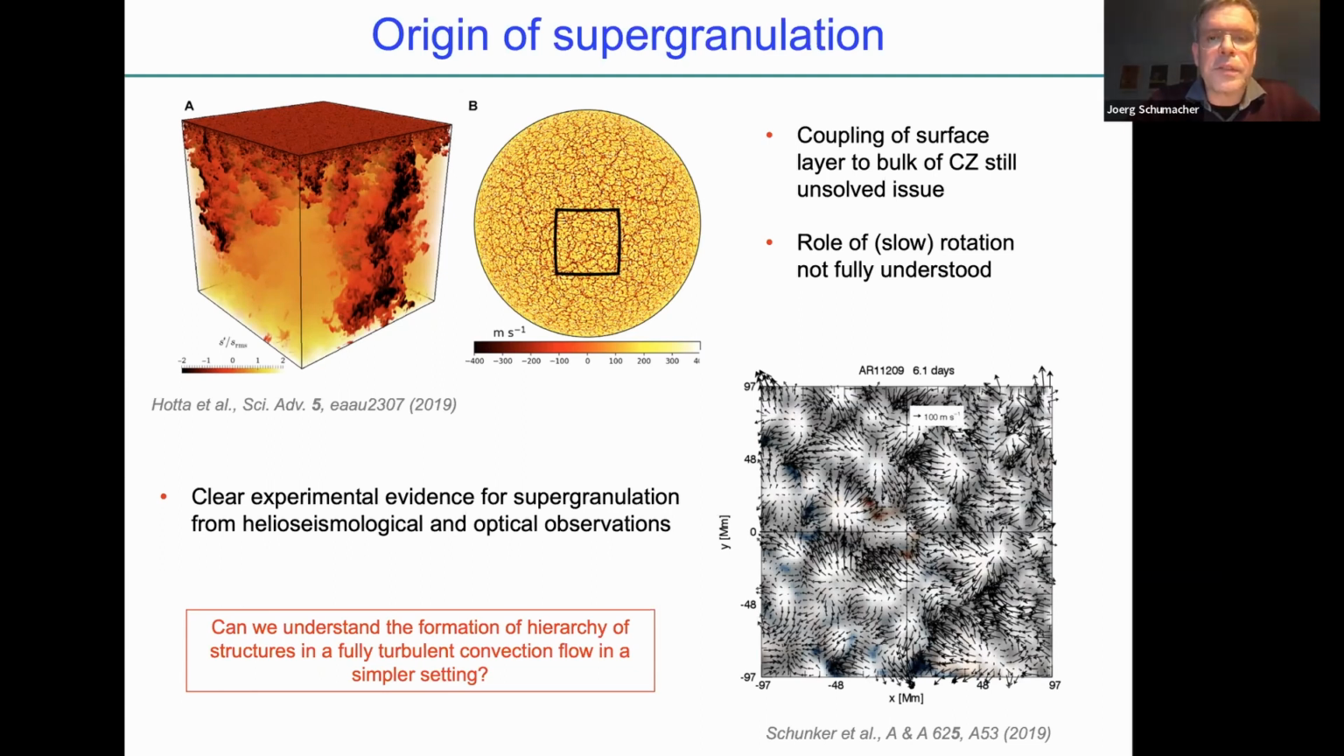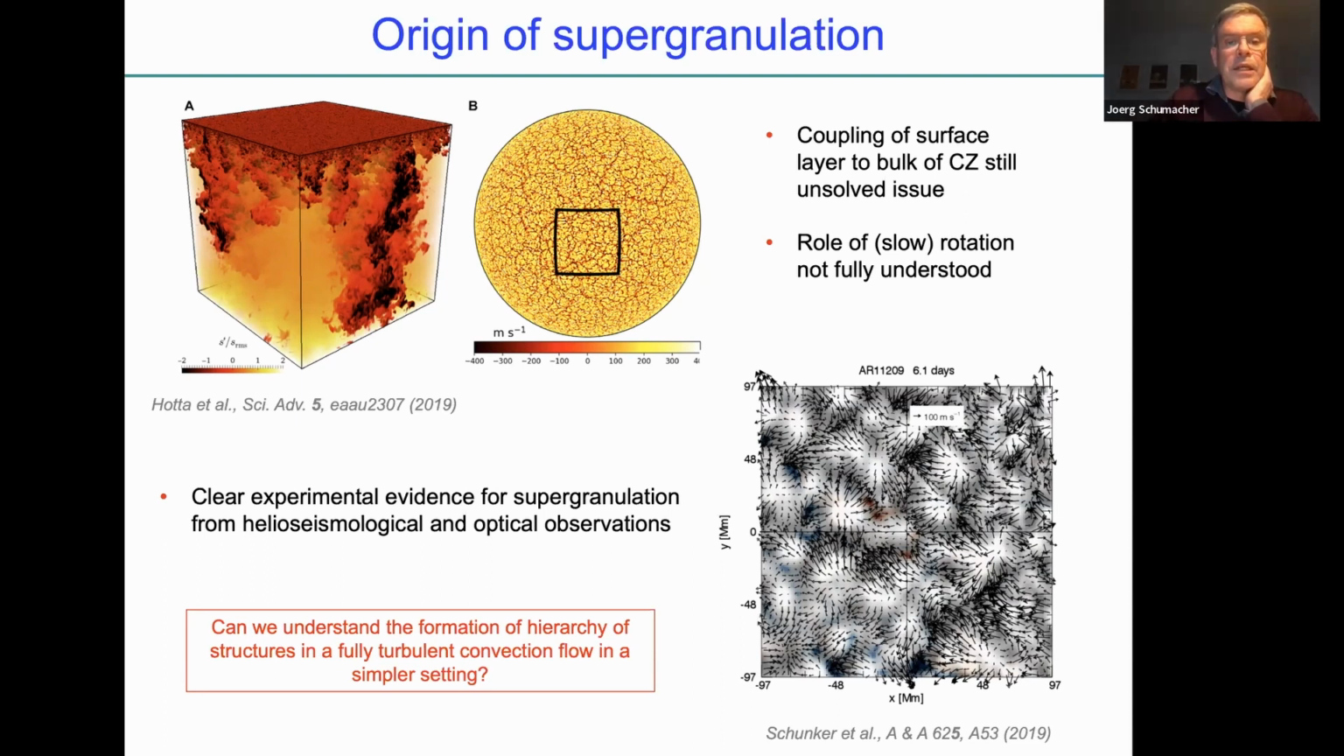still cannot consistently reproduce granulation and supergranulation. And so the question or the motivation of our research studies is, why don't we try to go back to a much simpler convection flow and see how far we get in such a system in terms of the formation of structures and in terms of the formation of hierarchy of structures.